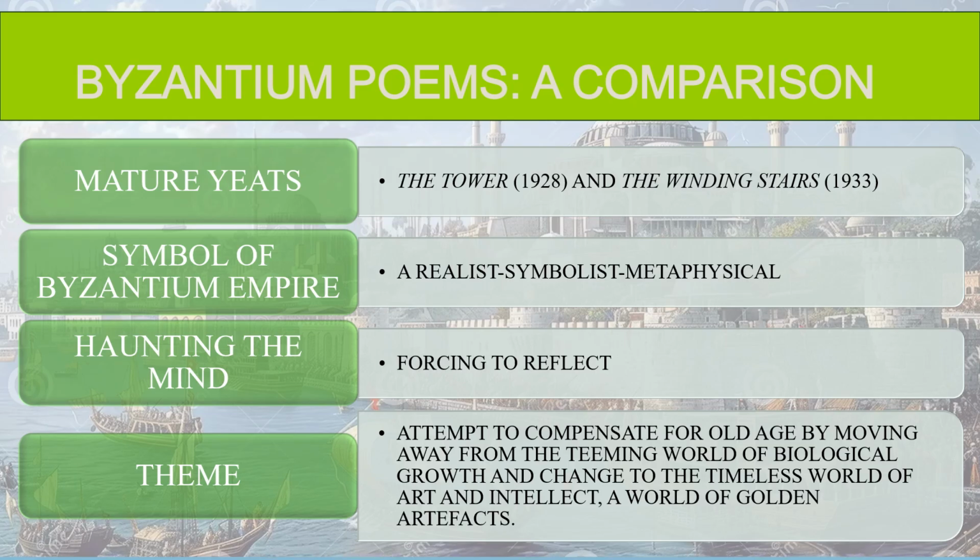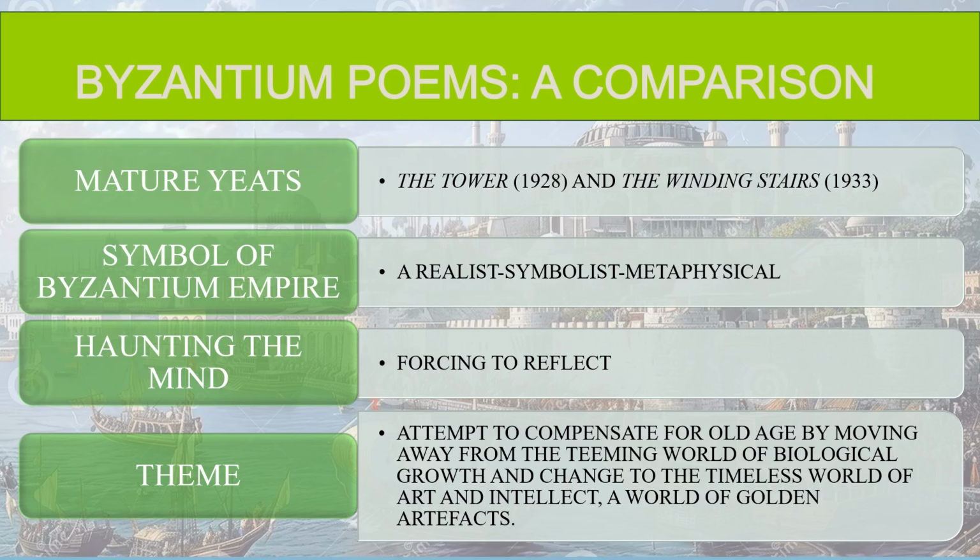Let's do a comparison of the two Byzantium poems. In The Tower and The Winding Stairs, Yeats uses as dominant subjects and symbols the Irish Rising and Civil War, his own Norman Tower, the Byzantine Empire and its mosaics. The Tower was a poetry collection in 1928, and The Winding Stairs, another poetry collection, in 1933. They both represent the mature late Yeats at his very best.